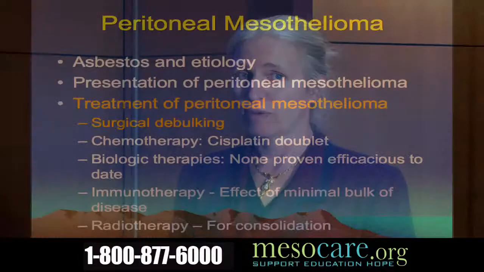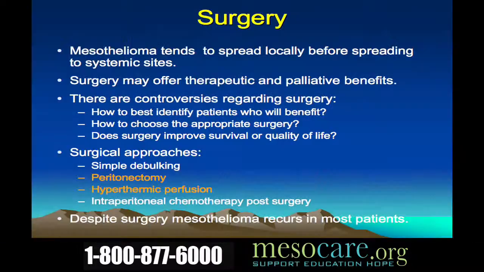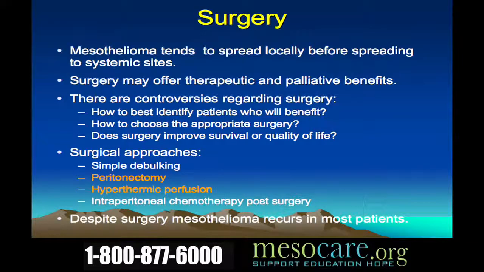Now I'm going to enter the last phase of the talk on treatment of peritoneal mesothelioma. And first I'm going to speak about surgical debulking for peritoneal mesothelioma. So the current procedure that is the most practiced is peritonectomy with hyperthermic perfusion. There are still many controversies: how to identify patients, what is the best technique, does surgery really improve survival and quality of care? This is not very well known. And then despite surgery, most patients with mesothelioma will recur, and I will show you a curve in a minute.